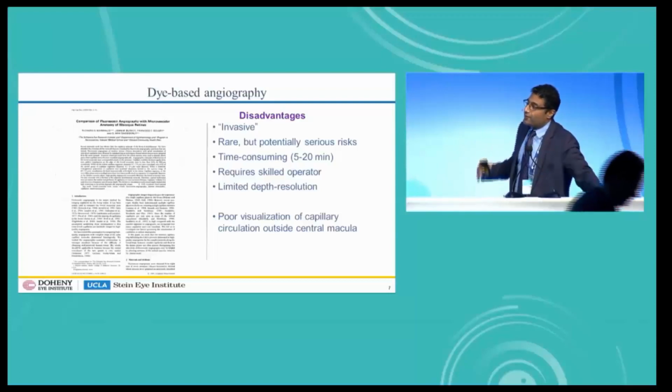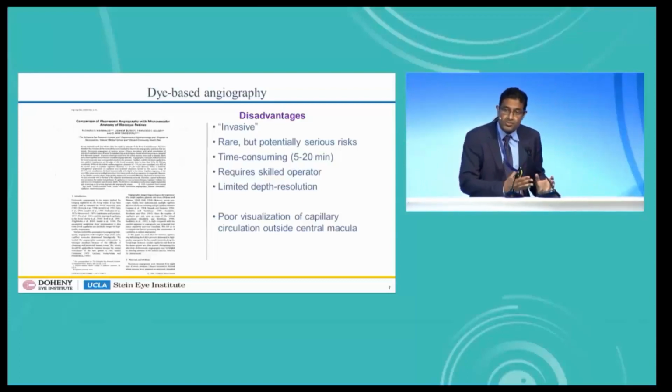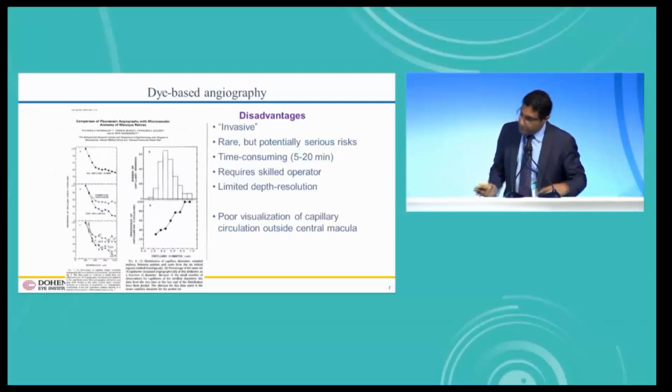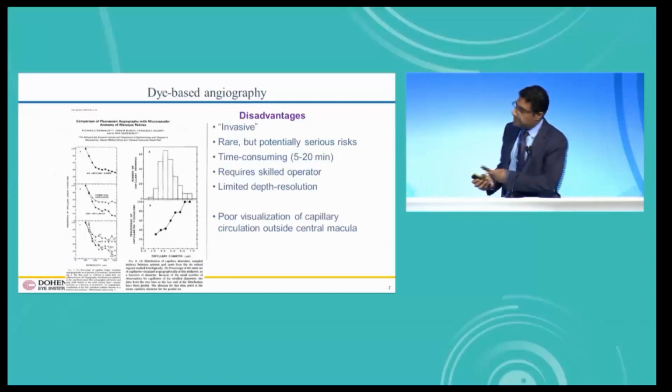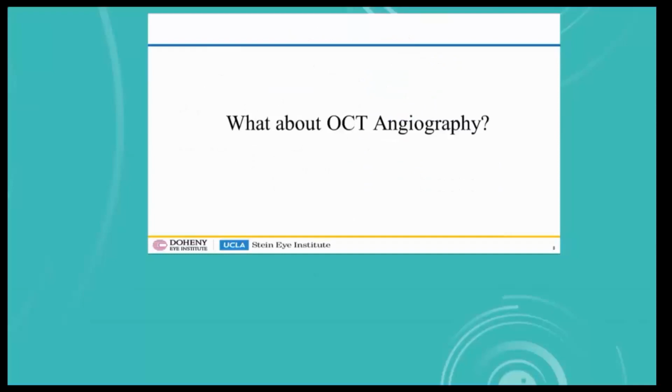In fact, there's this very nice paper by Max Snodderly where they did a correlation between histology and fluorescein angiography. What they observed was that with dye-based angiography, as you get further away from the foveal center, our ability to visualize the capillaries, especially the deep capillaries, really starts to diminish. And I think we all innately recognize that.